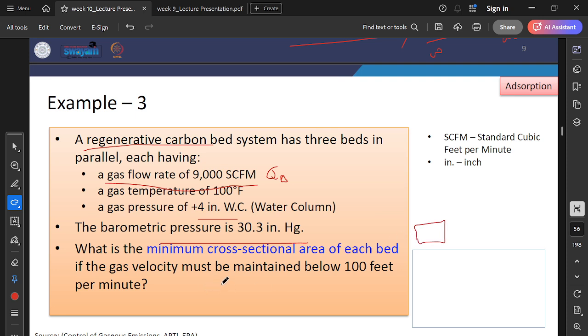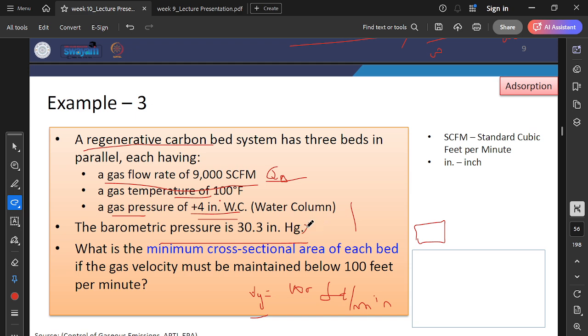The gas velocity must be maintained below 100 feet per minute, so V gas is 100 feet per minute. So I am provided with the gas velocity, gas flow rate, gas temperature, and gas pressure in two terms: one is water column pressure, another one is barometric. If I add these two, I'll get the total pressure of the gas. One is in inches of water column, another one is in mercury.